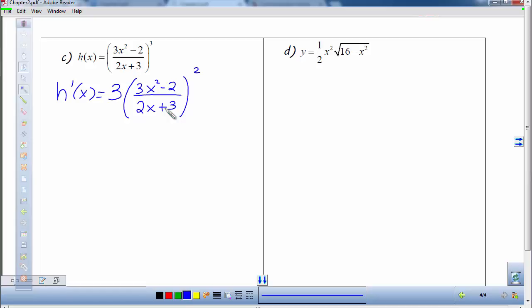Now I've got to use that quotient rule. So we say times low, so 2x plus 3, derivative of high, which is just 6x, minus high.